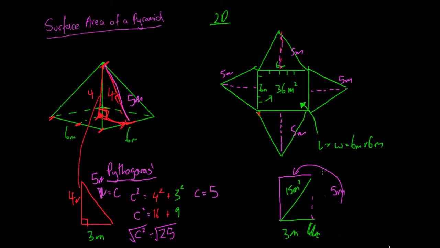Or alternatively, we can just say, well, we know the area of a triangle is given by this formula that it's the base, the width of the base times the height divided by 2. So we could just say, well, the base is 6, the height is going to be 5. If we divide this whole thing by 2, 6 times 5 divided by 2, 15 meters squared. It's up to you how you work it out, but that there is the logic behind it.